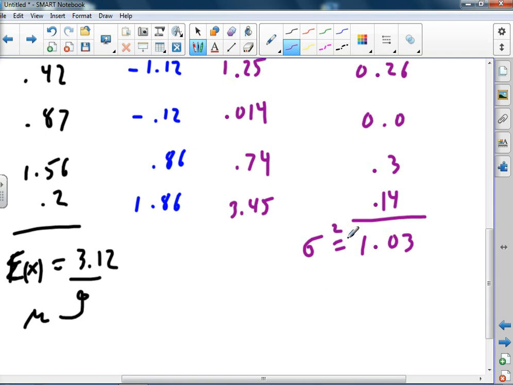Now, what was I supposed to do for the problem? Develop a probability distribution. Okay, I did that. Compute the expected value. I did that. Compute the variance and the standard deviation. So I still have to get the standard deviation, which is going to be the square root of 1.03. If I put it in my calculator right, 1.03, boom, 1.01. So that's the standard deviation. Comment on your results.